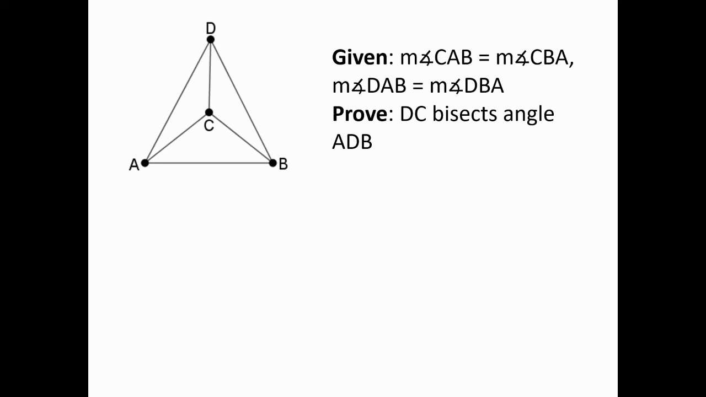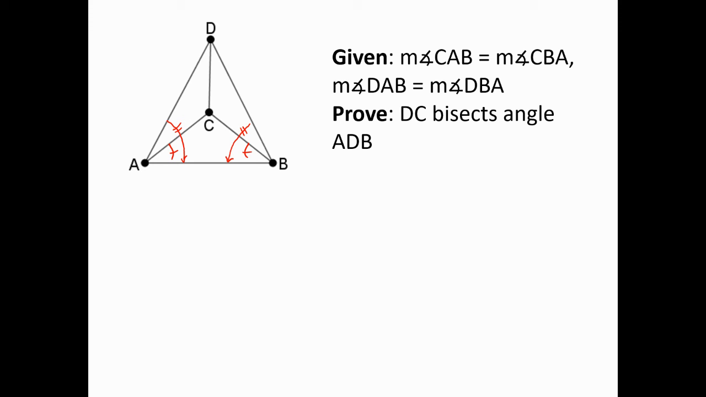All right, so perhaps I'll try to accelerate a little bit. So I'm told in this case that the measure of angle CAB, let me mark this, is equal to the measure of angle CBA. And I'm told as well that the measure of angle DAB, that whole thing, right? So let me try to indicate the whole thing like that, is equal to the measure of angle DBA. Interesting. So those are equal, and we wish to prove that DC bisects angle ADB.